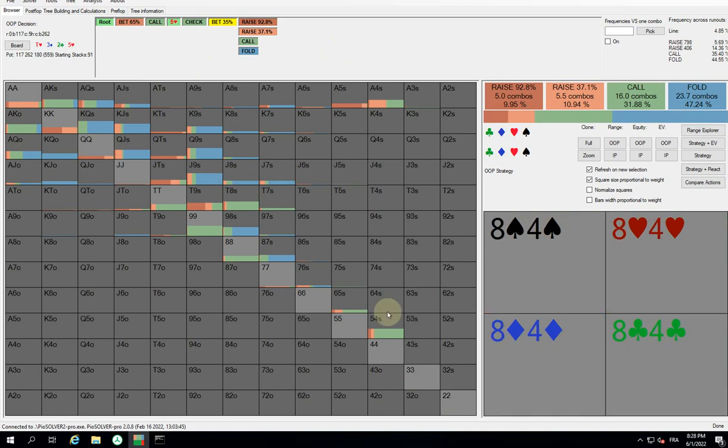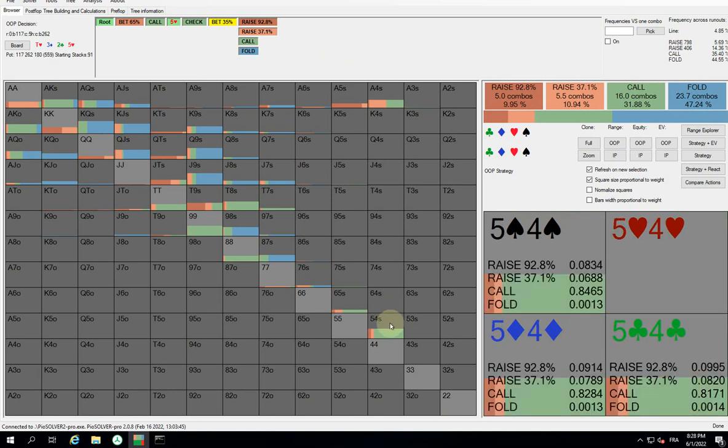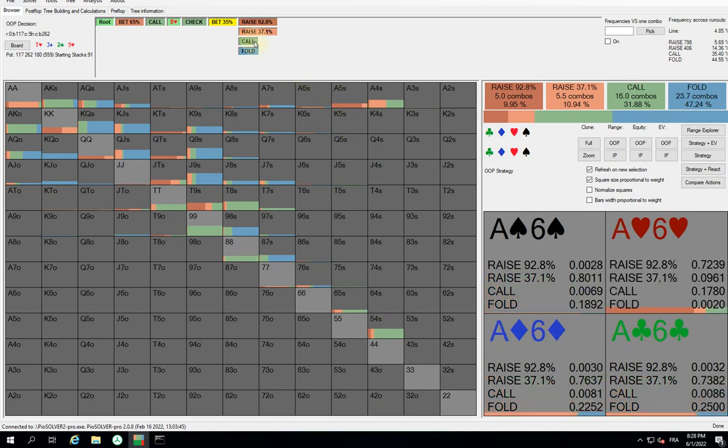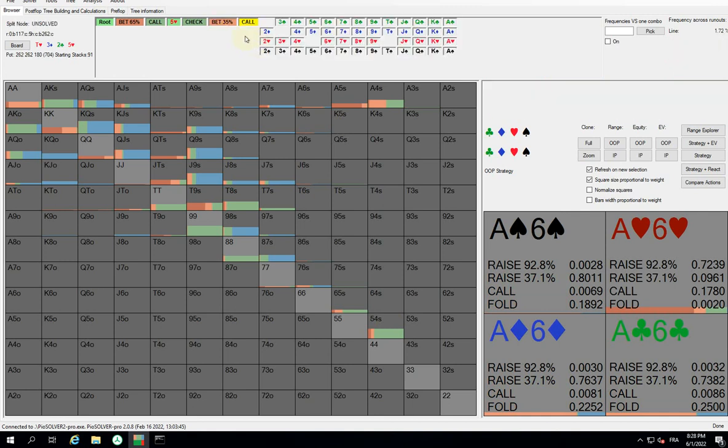And what should I do with my 5-4 suited versus the 1/3 pot bet? I should mostly call 82% of the time, so that's good. That's what I did so far. So far I played it perfect. And now comes the river.